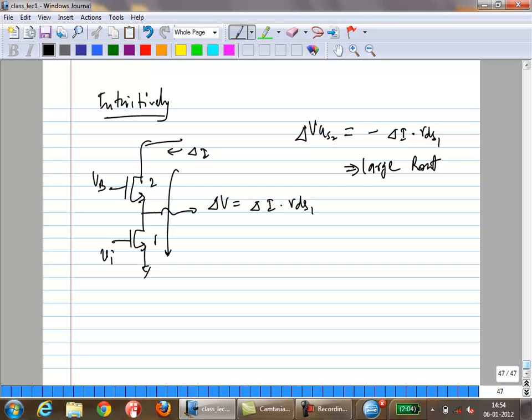Okay, so let's stop here. We're already over time. So tomorrow we'll see one more way of getting even more gain from a single stage. That's called gain boosting. We'll look at that tomorrow morning. Not tomorrow, Tuesday. Okay?